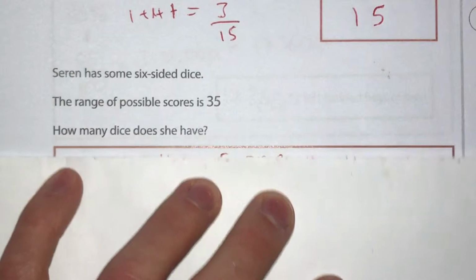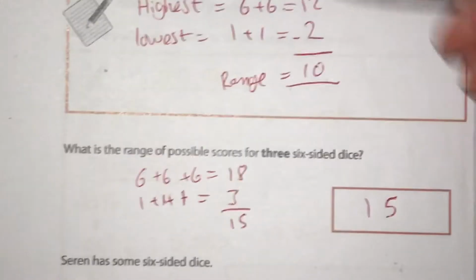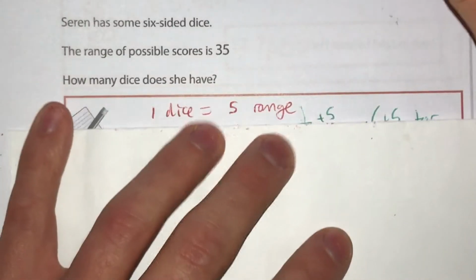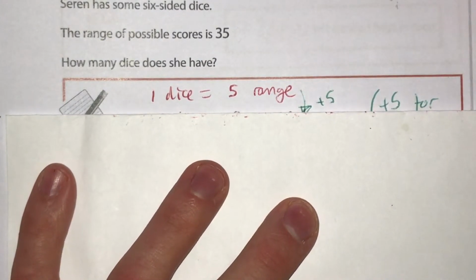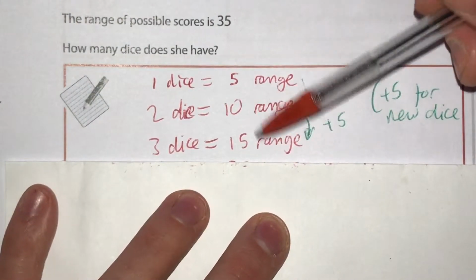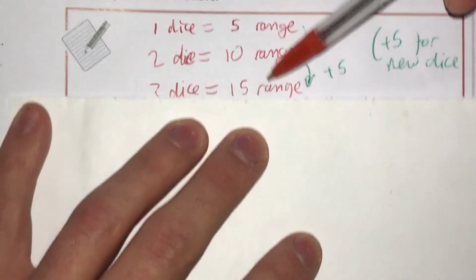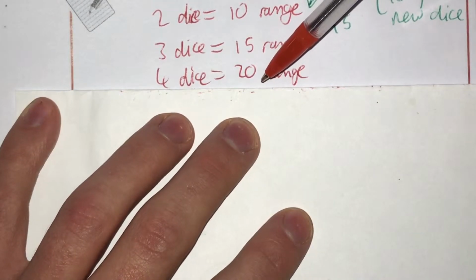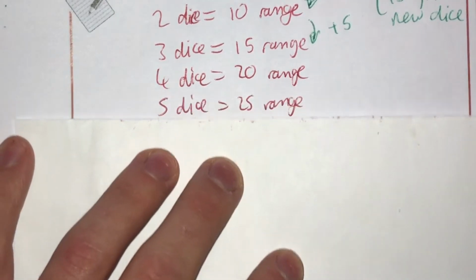How many dice would you have? Well, what you can notice is the range when there were 2 dice was 10. The range when there were 3 dice was 15. So I'm assuming the range when there were 4 dice would be 20. So let's just have a look. If we had 4 dice, then it would obviously be 4 6s, 24, take away 4 1s, which is 20. So hopefully you can see there's a pattern, it's going up in 5s.